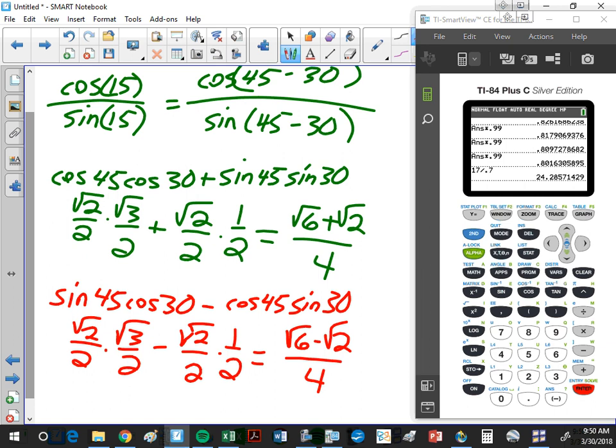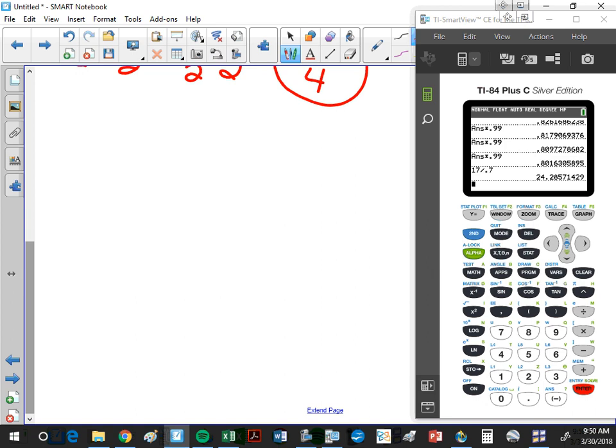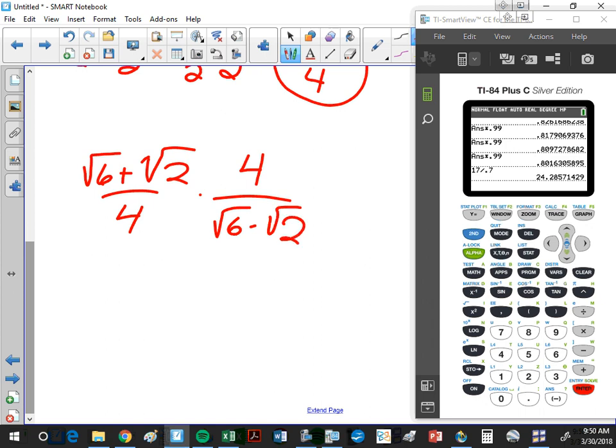Now I need to do the cosine divided by the sine, and the easiest way to do that is just flip the sine upside down and multiply. So I have, what was it? Root 6 plus root 2 over 4 times 4 over root 6 minus root 2. The 4's cancel. Root 6 plus root 2 over root 6 minus root 2.